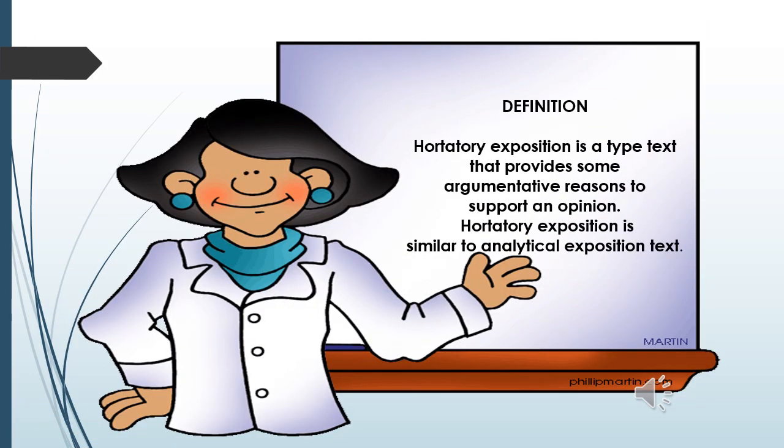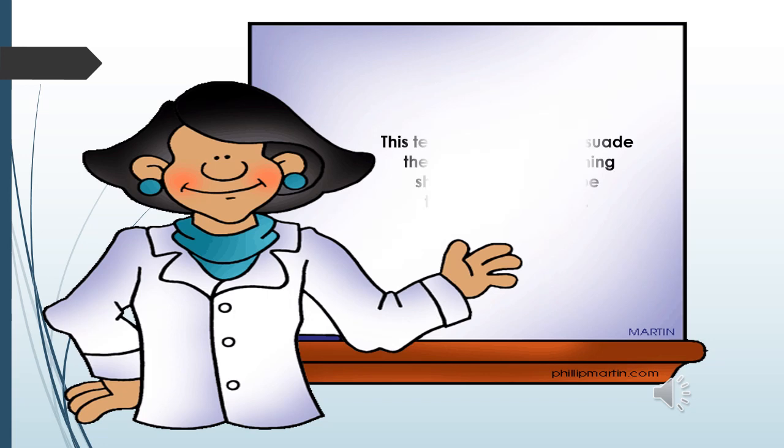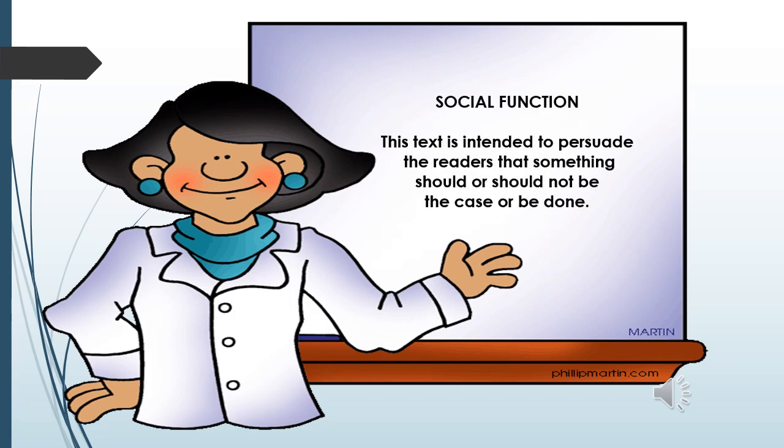Definition of hortatory exposition. Hortatory exposition is a type of text that provides some argumentative reasons to support an opinion. Hortatory exposition is similar to analytical exposition text. Social function of hortatory exposition: this text is intended to persuade the readers that something should or should not be the case or be done.